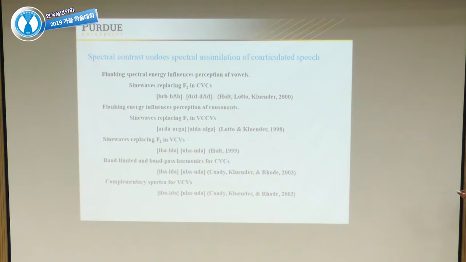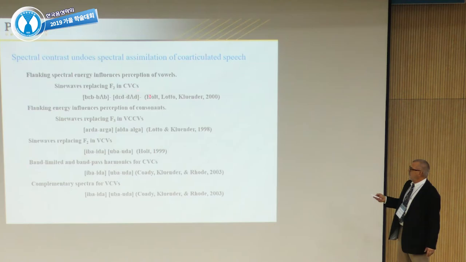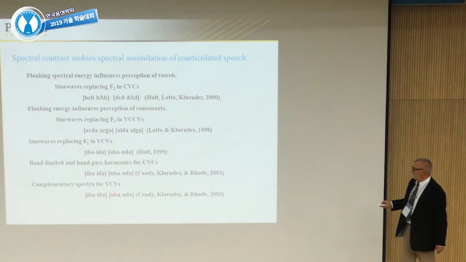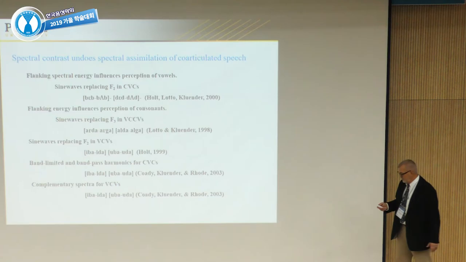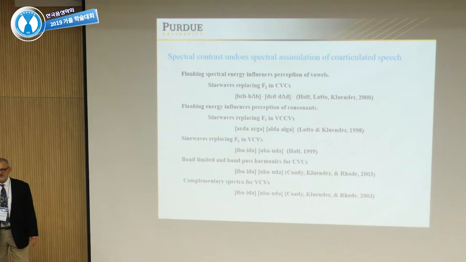So I can just tell you that spectral contrast undoes the assimilative effects of co-articulation because we did every kind of experiment you could, CVCs, VCCVs, VCVs, CVCs again, complementary backward spectra, that was pretty fun. We finally stopped doing this when Chris Darwin, great-grandson of Charles Darwin, wrote a lovely review of a paper of ours and said, of course this is really good, but can you guys stop doing it enough already? So we showed it all the ways that it could be shown.